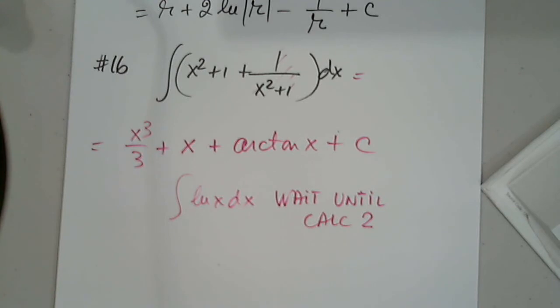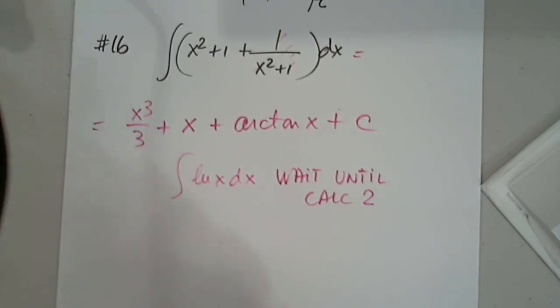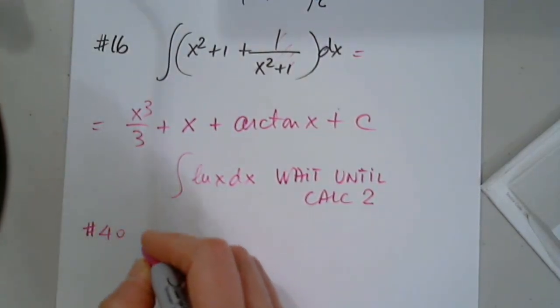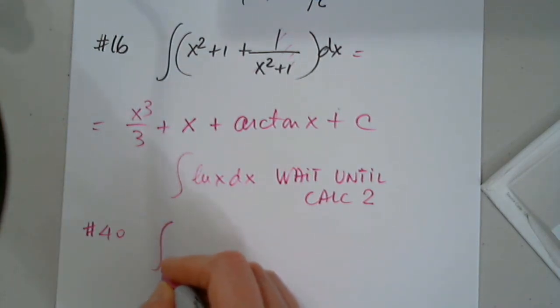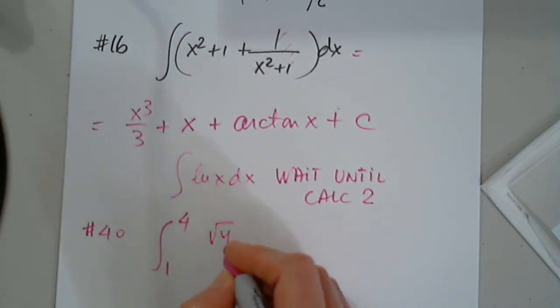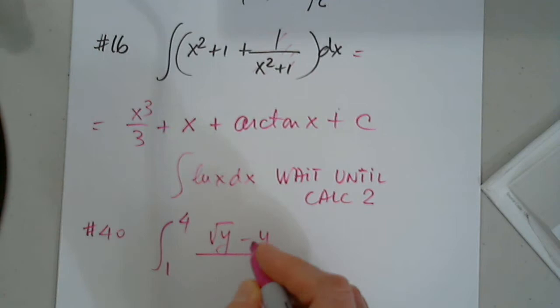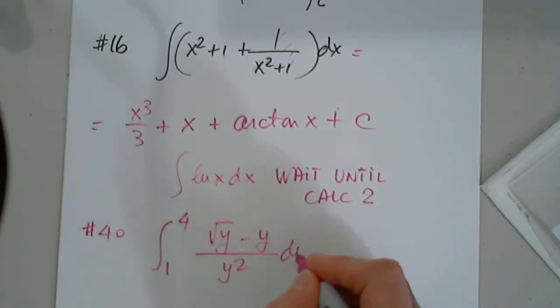Okay, maybe we want to go back to some definite integrals. I don't know why they go back here to more definite integrals, but we can choose from these. Can we do number 40? Yes, let's start with 40. Same thing with 40. We have to break it up and fully simplify the integral from 1 to 4, the square root of y minus y divided by y squared dy.